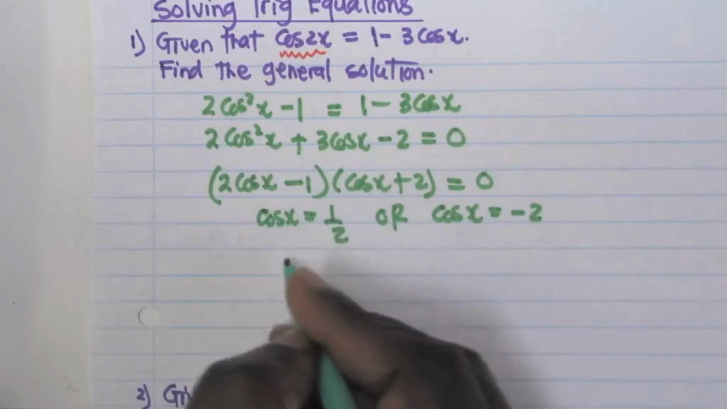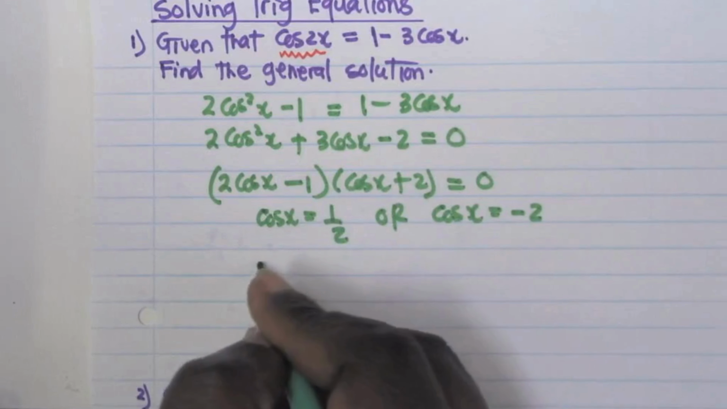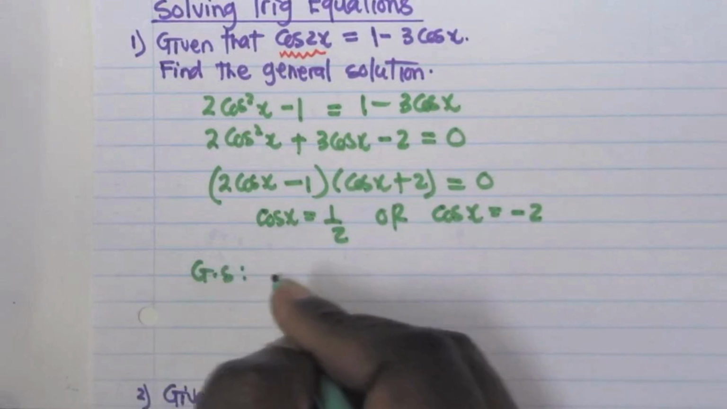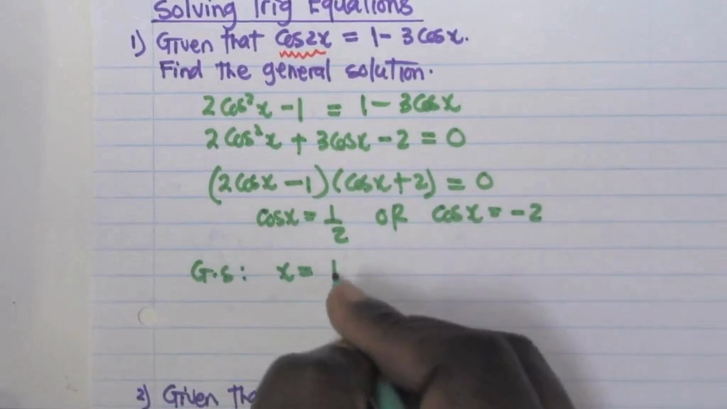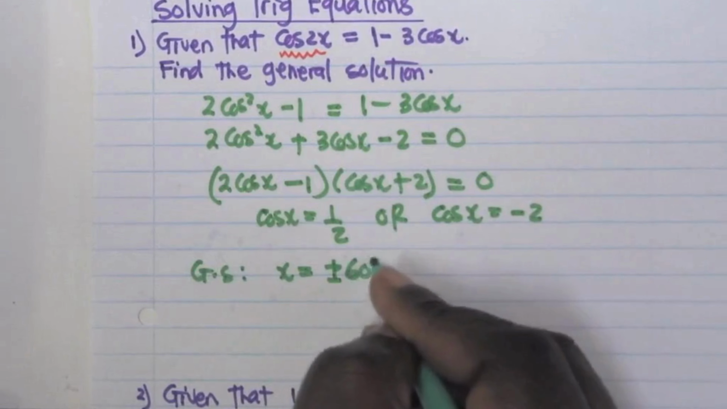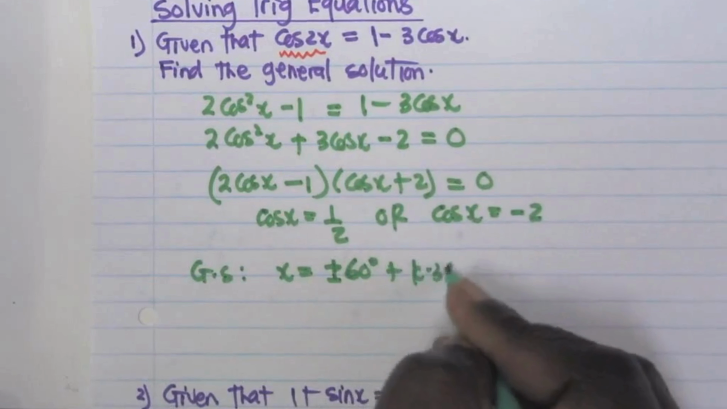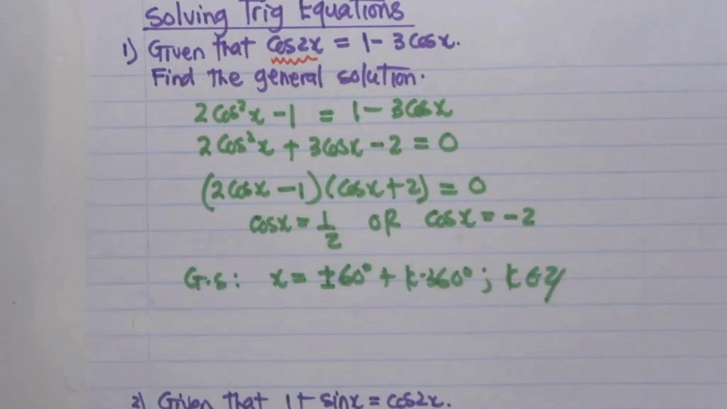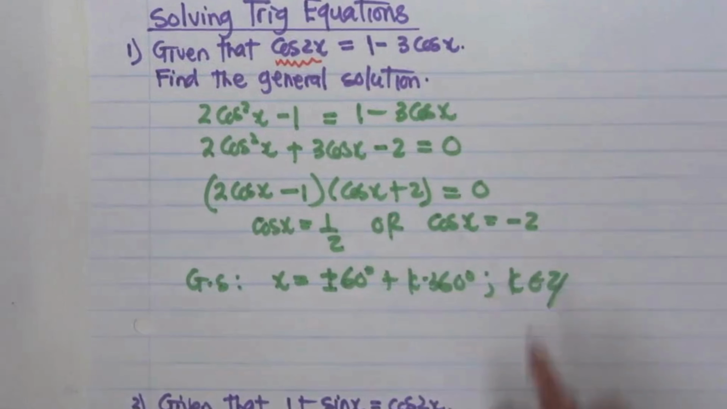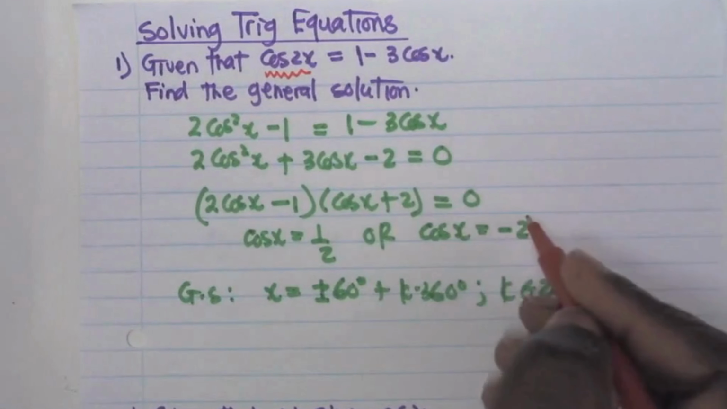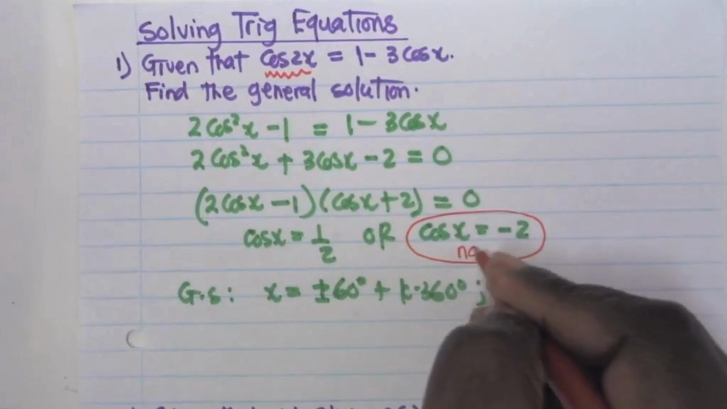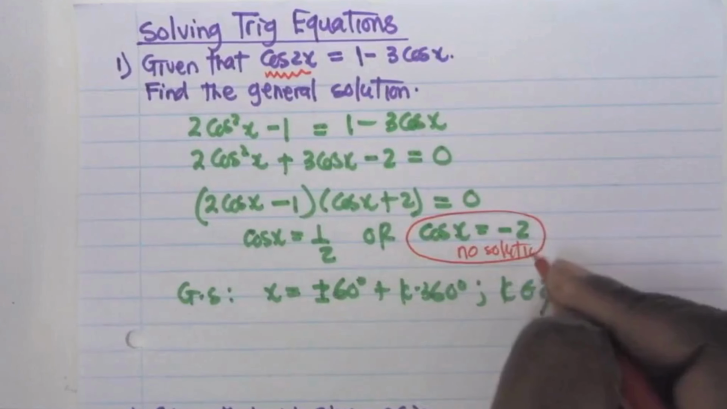For this part here, I can see that my general solution is going to be x is equal to plus or minus 60 degrees plus k of 360, where k is an element of integers. And if I look at the other part here, I can see that here there is no solution.